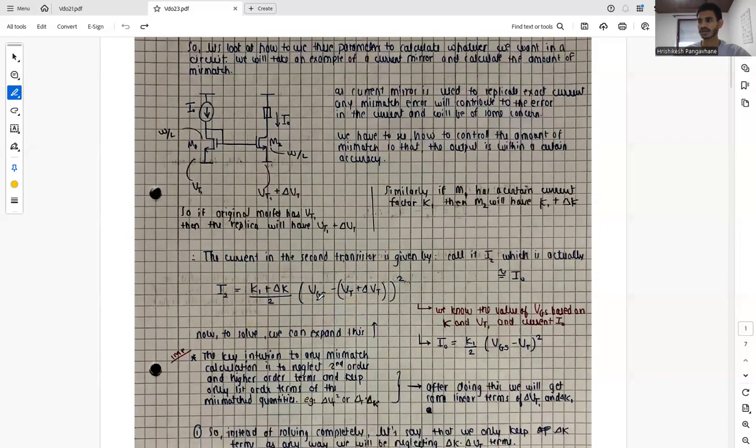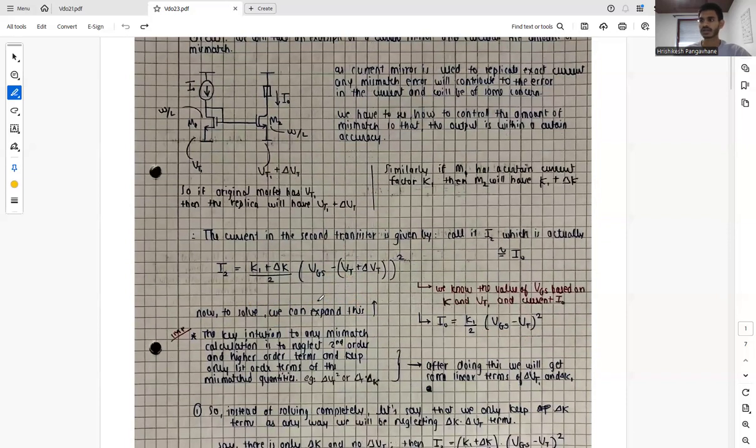But the key intuition to any mismatch calculation is to neglect this. When we solve this equation, we have to neglect the second and higher order terms and keep only first order terms of the mismatch quantities. For example, delta VT squared or delta VT times delta K are second order terms, so we can neglect them, because after doing this we will get some linear terms of delta VT1 and delta K1. Anyway, these first order terms are very small, so the second order terms are going to be even smaller.